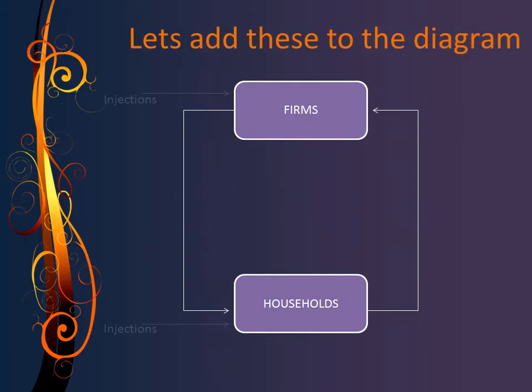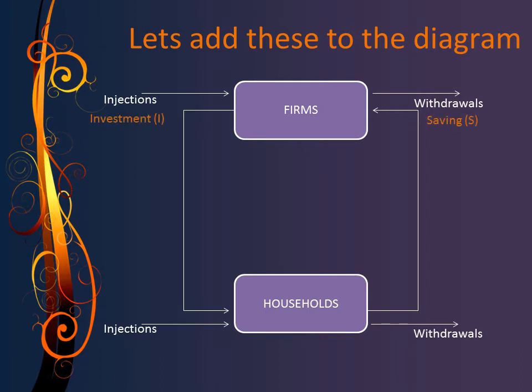Let's add these to the diagram. So we have our injections into the firms and injections into the households. We also have the withdrawals from the firms and the withdrawals from the households. Here we have investment into the firms, represented by an I, and saving by the firms, represented by an S. We also have savings by the households, represented by an S, but we don't have investment into households.